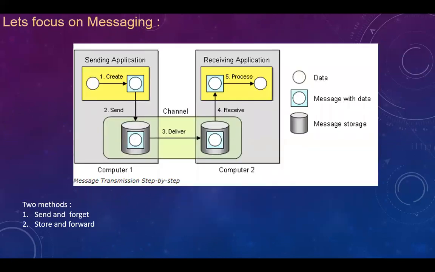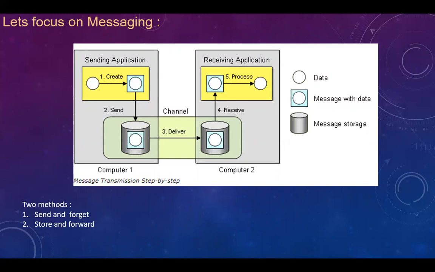Suppose there are two applications which you want to communicate via messaging. Consider one application running in computer one and another application running in computer two. If they want to communicate via messaging, the sending application first creates a message, which is actually the data it wants to send to the receiving application. It has to be sent to the messaging platform, so it will do a send operation.